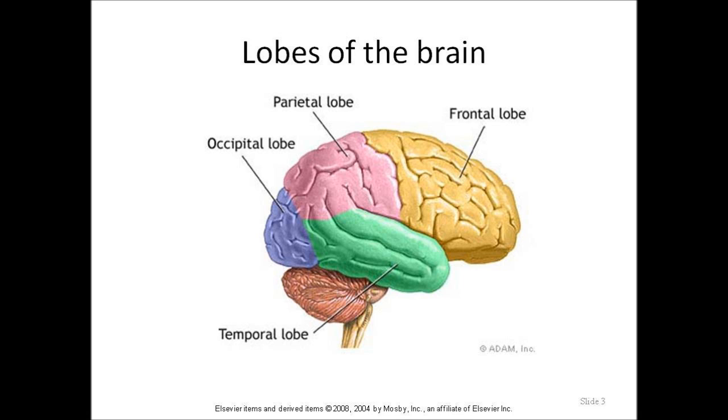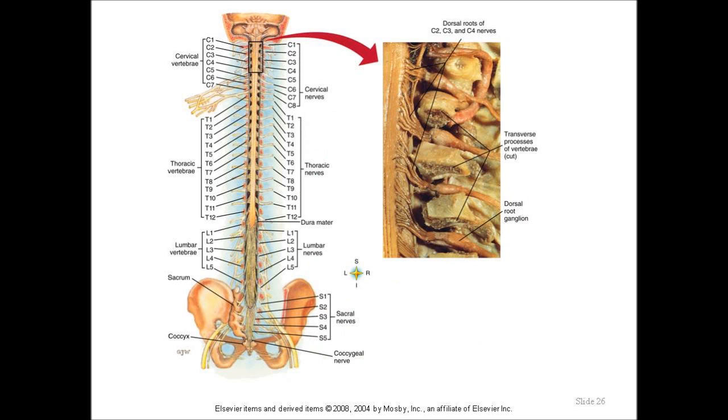The overall function of the cerebrum, of course, is conscious awareness of sensations, and then response to those sensations through voluntary motor control, memory, learning, and communication. Now we'll move down to the spinal cord.